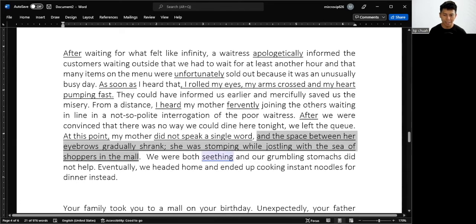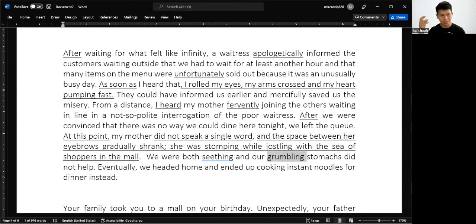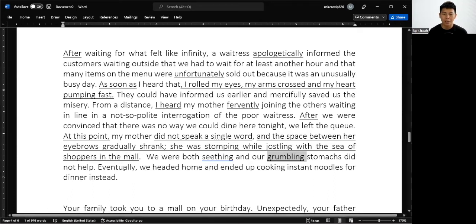"We were both seething, and our grumbling stomachs did not help." The grumbling gives this sense of sound. You know how it sounds like, even though more like you felt it rather than you hear it. Maybe a bit of both. "Eventually, we headed home and ended up cooking instant noodles for dinner instead."